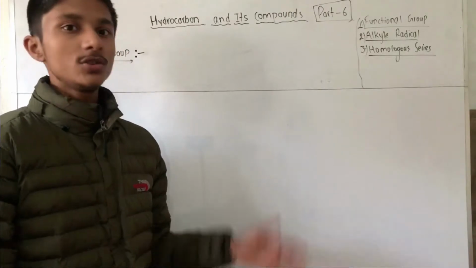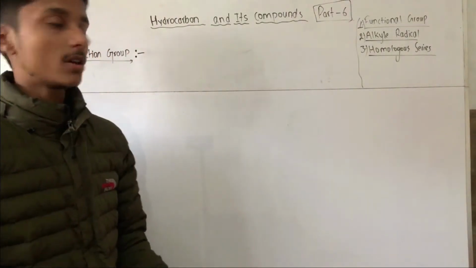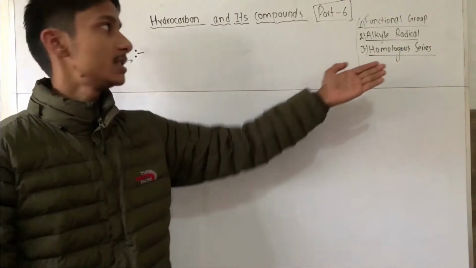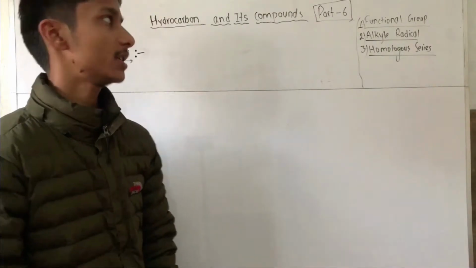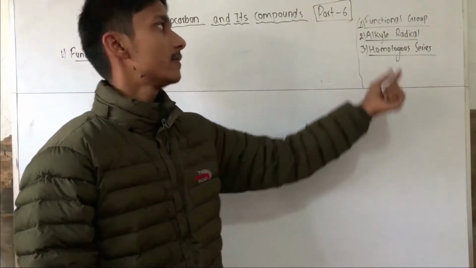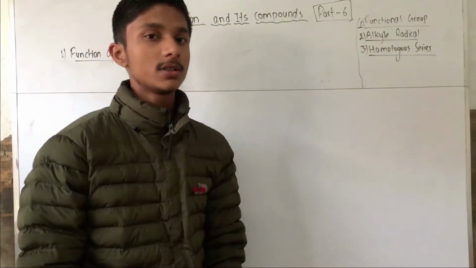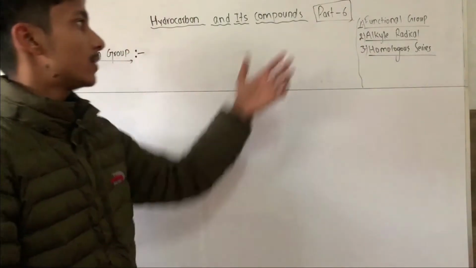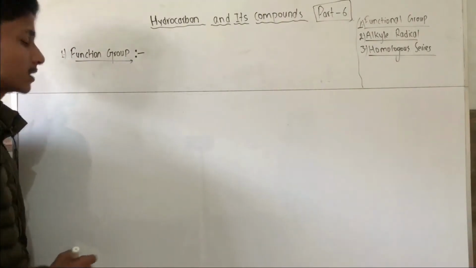We are going to continue our topic, that is hydrocarbon and its compounds, and this is part 6. In this lecture we are going to study 3 topics: functional group, alkyl radical, and homologous series. The first one is functional group. So let's begin with functional group.